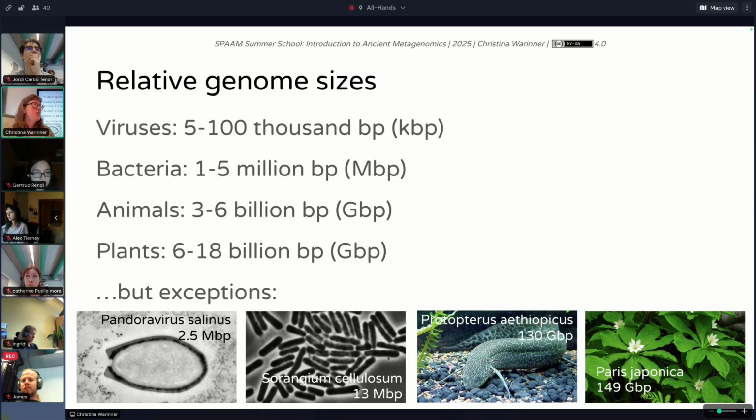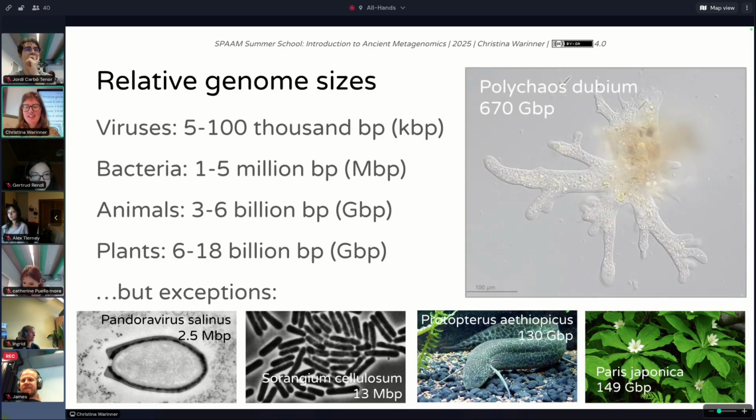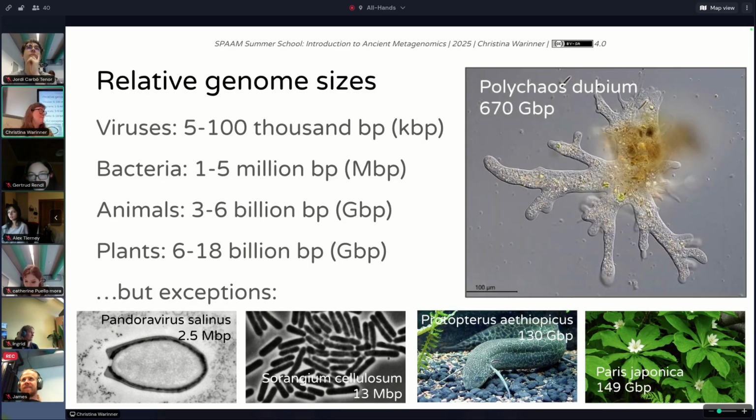But the biggest genome on record is still controversial because it's quite hard to determine. Can anyone guess? What do you think is the biggest genome on Earth? Anyone, any ideas? I just want to drive home that sometimes complexity doesn't correlate with genome size. It is Polychaos dubium, which is an amoeba. So this amoeba currently has the largest known genome, although it's controversial because it's so large, it's actually hard to measure. But it's estimated to have a genome size of 670 billion bases long. No one is going to be signing up to sequence this genome anytime soon. It's going to break your bank.